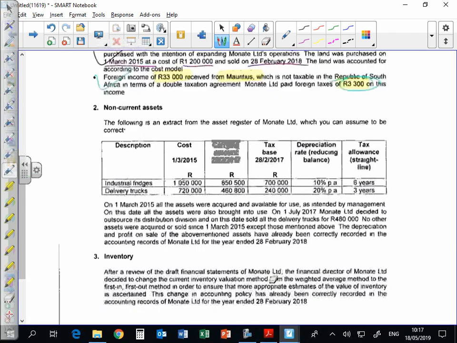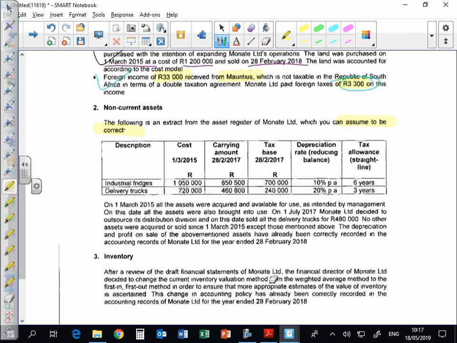In terms of information point 2, they told us that this relates to our non-current assets, and they gave us an extract from the asset register of Menante, which you can assume to be correct. I know all of you have auditing, and you always want to test and make sure what they gave you is right. But if they tell you it's correct, that's what you go with.